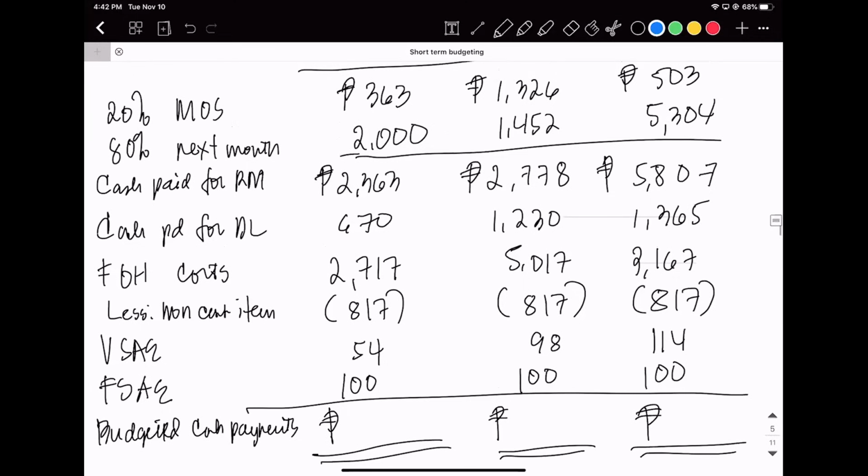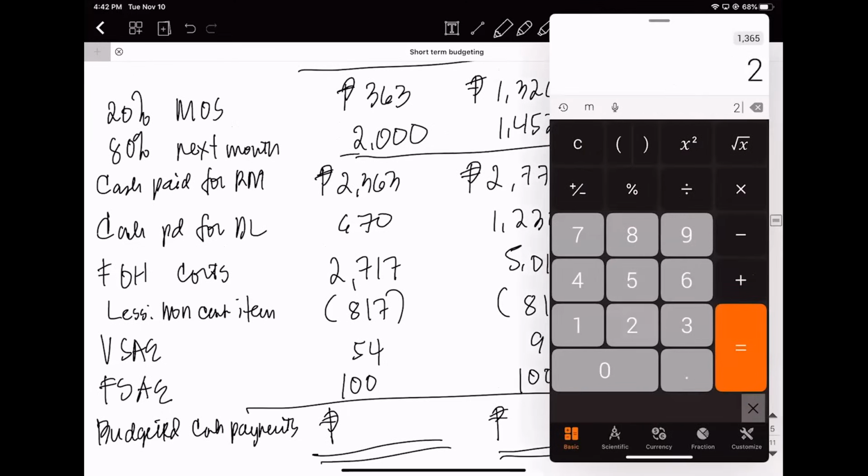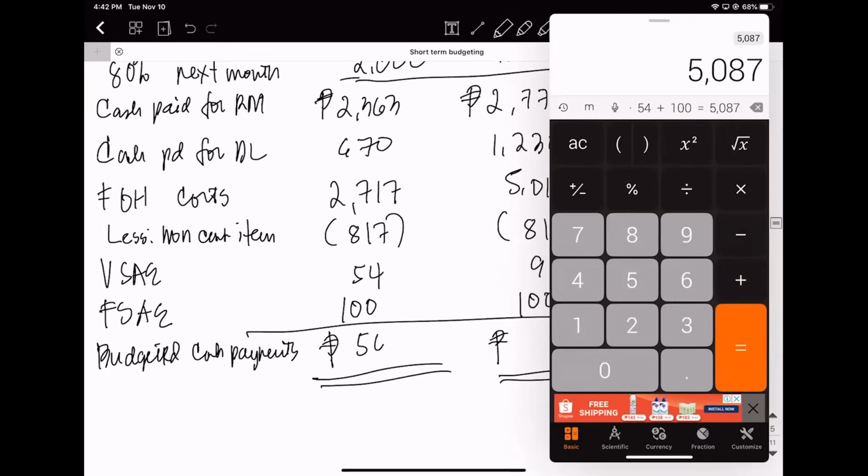So, compute natin. So, 2363 plus 670 plus 2717 minus 817 plus 54 plus 100. So, 5,087. Hindi naman ganito ka-comprehensive yung exam, no? Hindi na from sales, no? Hindi na. So, siguro, mga two budgets ang magkasama sa isang problem. Alam mo, production, raw materials, and mga yan.